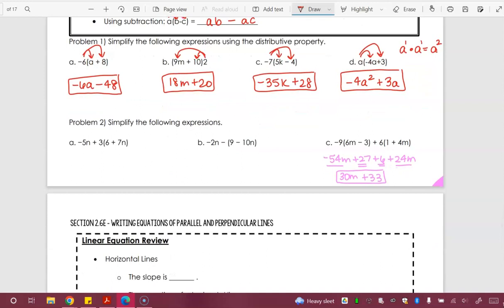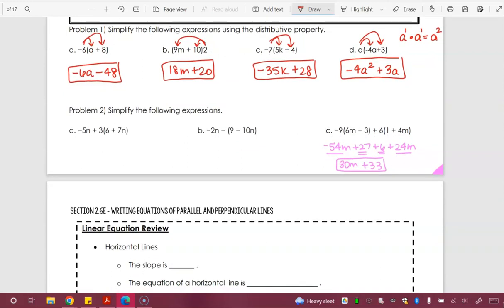Now we're going to do some simplifying when we distribute. So I always distribute first. The negative 5n stays the same. 3 times 6 gives me 18. 3 times 7n gives me 21n. Now notice I've got like terms, so I could do negative 5n plus 21n. That gives me 16n plus 18.